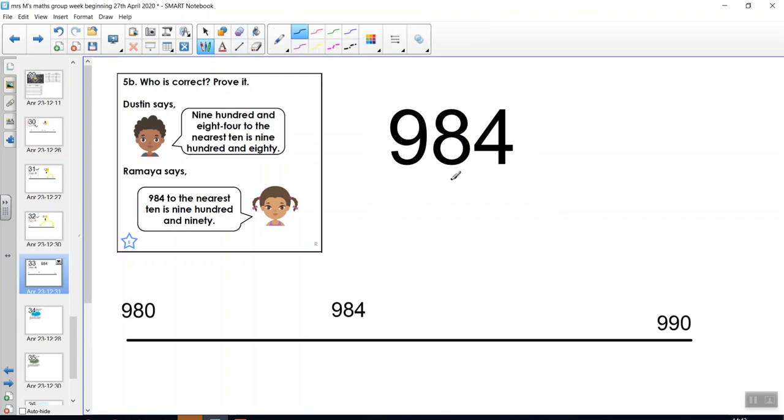So this is the place that I'm rounding to. I'm rounding to the tens place. And this is the digit that's going to help me remember if I'm rounding down to 980 or up to 990. Well, this digit is less than 5. And if it's less than 5, I know I need to round down. So 984 rounds down to 980. Let's see who was right. Dustin says 984 to the nearest 10 is 980. Dustin is correct.